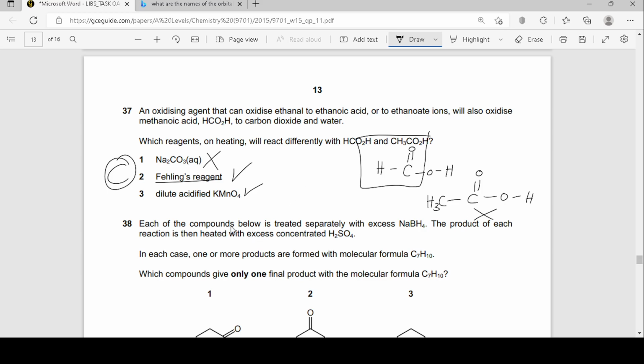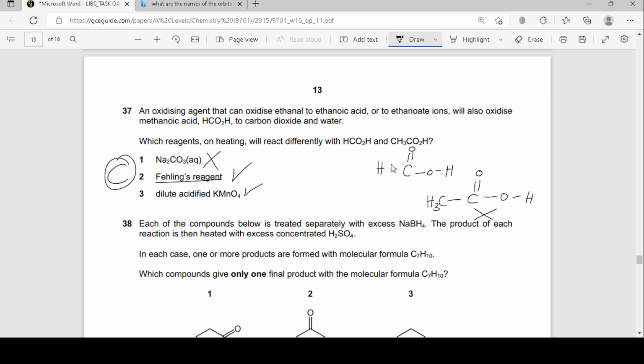And now we have dilute acidified KMnO4. CH3COOH will not react with KMnO4 because it cannot oxidize. KMnO4 will not be able to oxidize COOH. But for this one, because it has an aldehyde group, sort of, RCHO, it can be oxidized. Well, actually it will be oxidized to carbon dioxide and water. I'm not sure where it exactly breaks because I don't remember, but the point is it forms carbon dioxide and water.